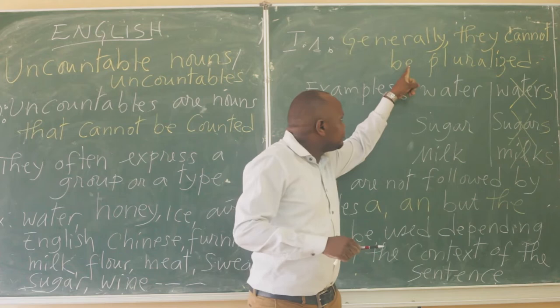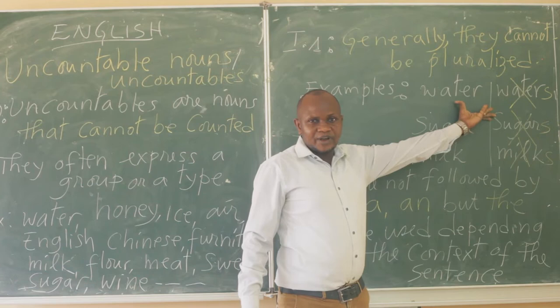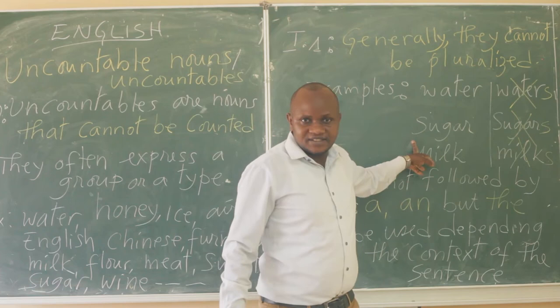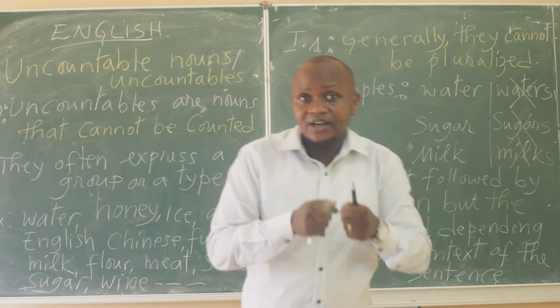Ntabwo zijya mu bwinshi. Examples: water, waters. Ushaka kuvuga ngo I need waters, amazi menshi cyane. I need much waters. No, say I need much water. Sugar, much sugars. No, you say much sugar, or a little sugar. Ukeneye isukari nke. Little sugar or a little sugar.